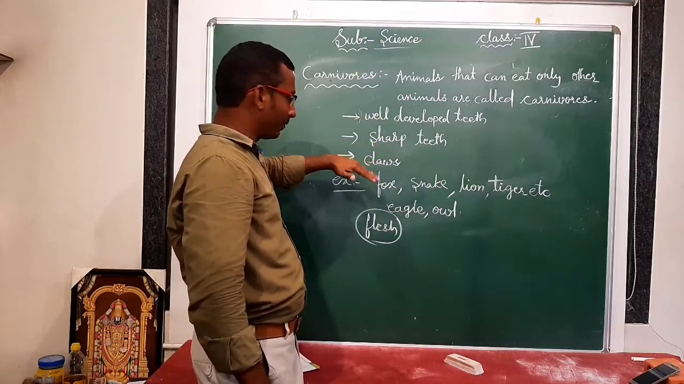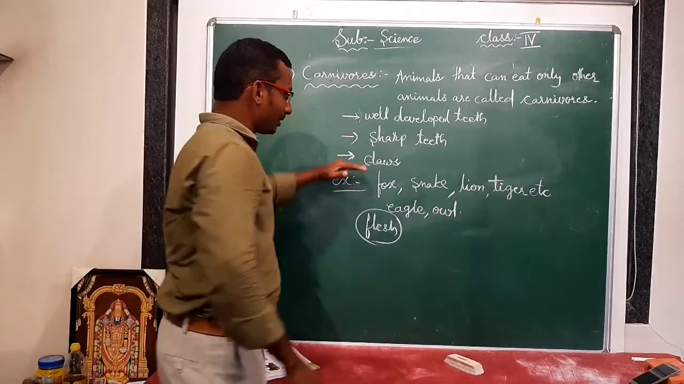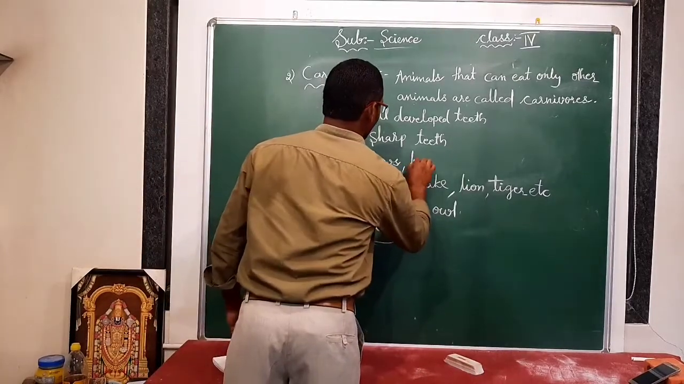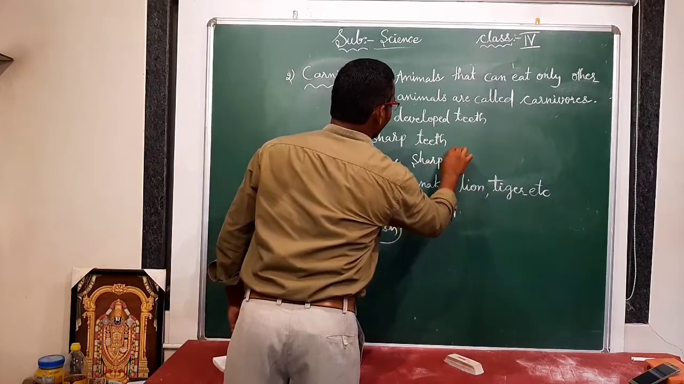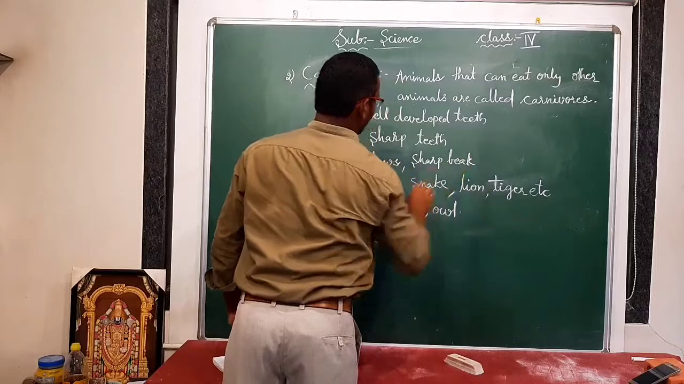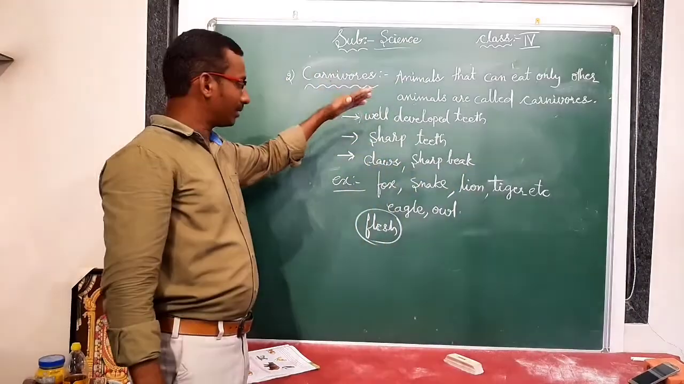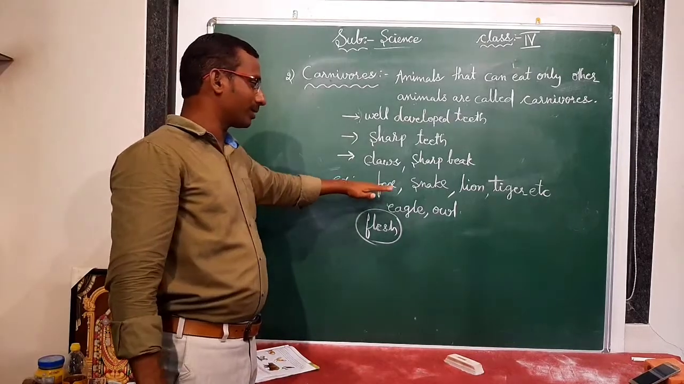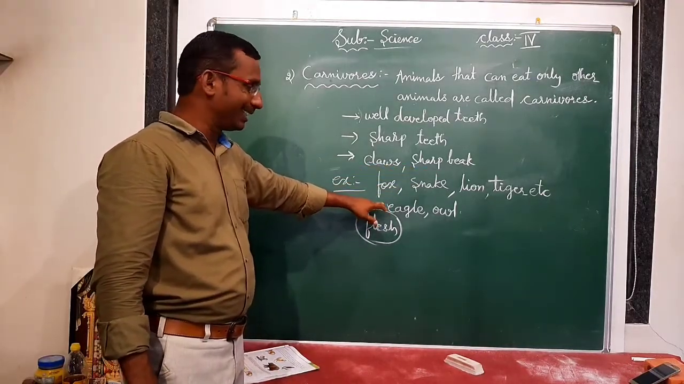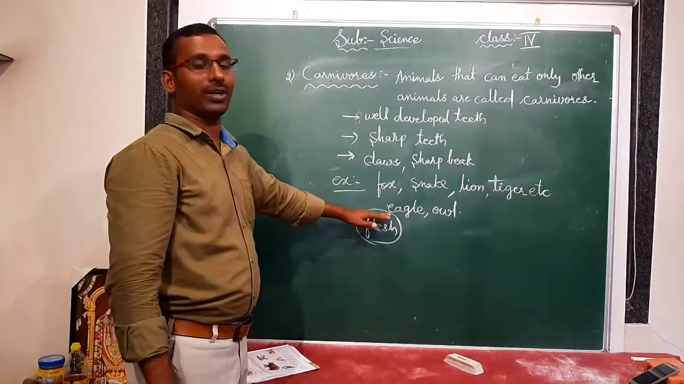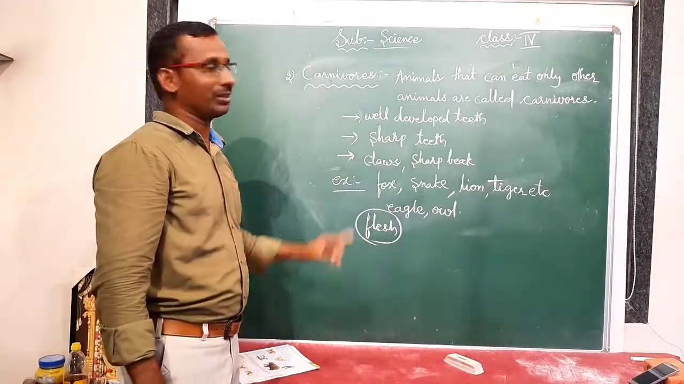If they are birds, they have sharp claws and they have a sharp beak also. So with the help of claws, beak and sharp teeth, they can eat the animals easily. So examples: fox, snake, lion, tiger. These are the animals. In the birds, eagle, owl. These are the examples for birds. They eat only flesh. This is about carnivores.